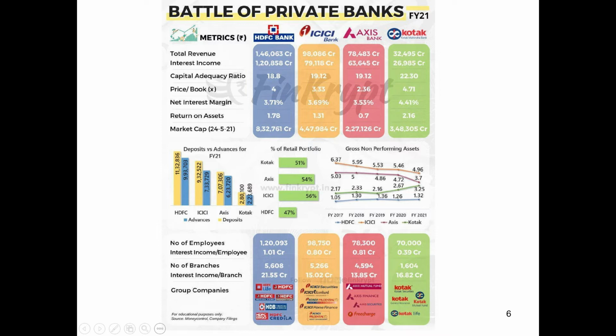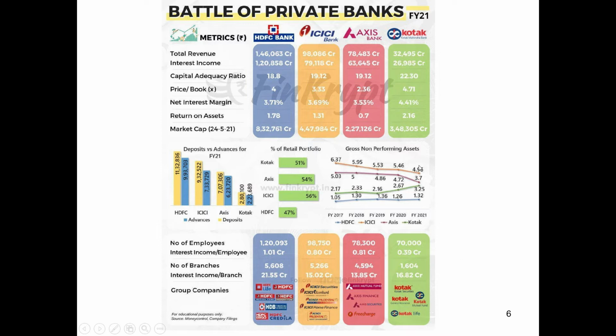But the best thing which I will see in all the companies, when we compare them, is that they have compared on the basis of income, on the basis of deposit versus advance, and also on the basis of employees, branches and group companies. So immediately one can understand the number of employees at HDFC Bank and ICICI Bank, income per employee, and number of branches.